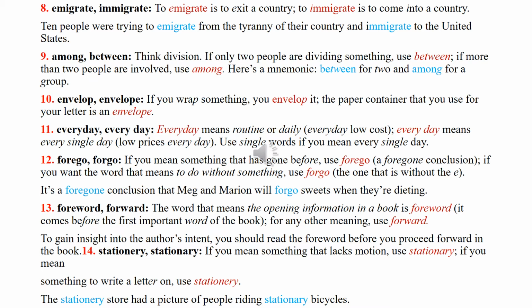8. Emigrate and immigrate. To emigrate is to exit a country. To immigrate is to come into a country. Example: 10 people were trying to emigrate from the tyranny of their country and immigrate to the United States.